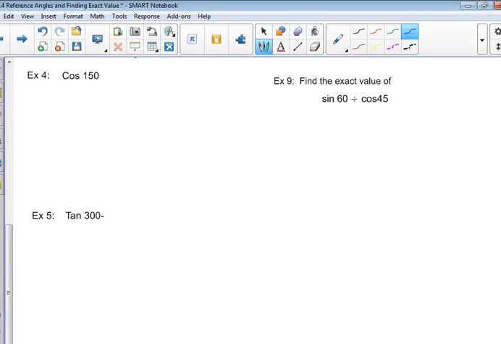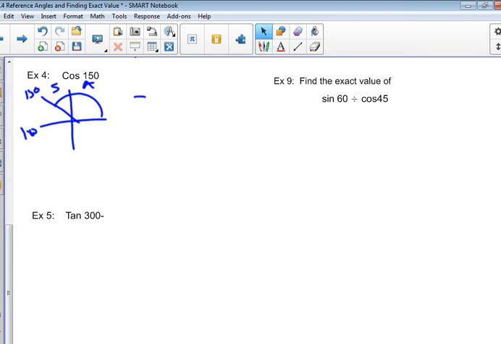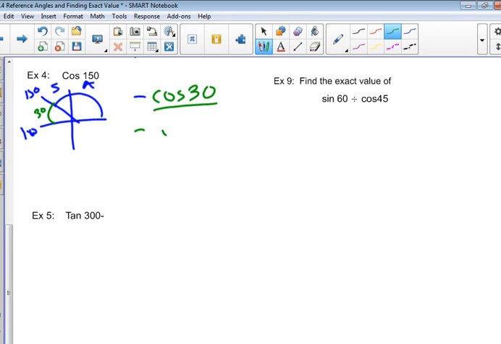Good job with this. When you did your 150, were we positive or negative here? Negative, good. And so great, reference angle of 30. So we're doing the negative cosine of 30. And our cosine of 30, use your ordered pair, it should be radical 3 over 2. And it's going to be negative. So I think we're done with everybody.